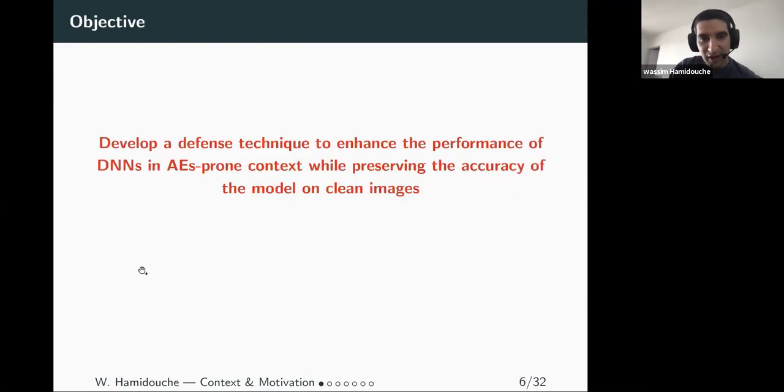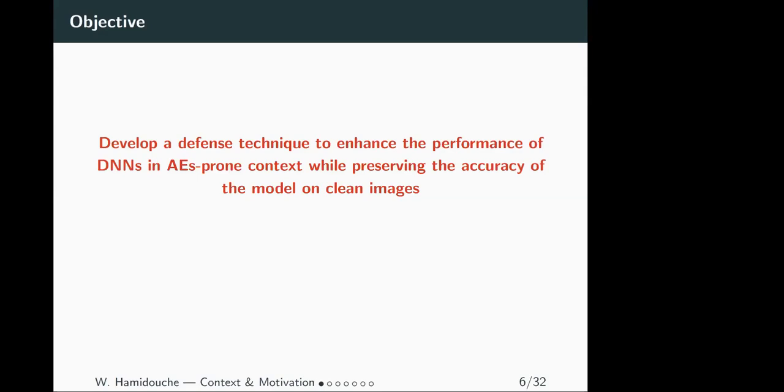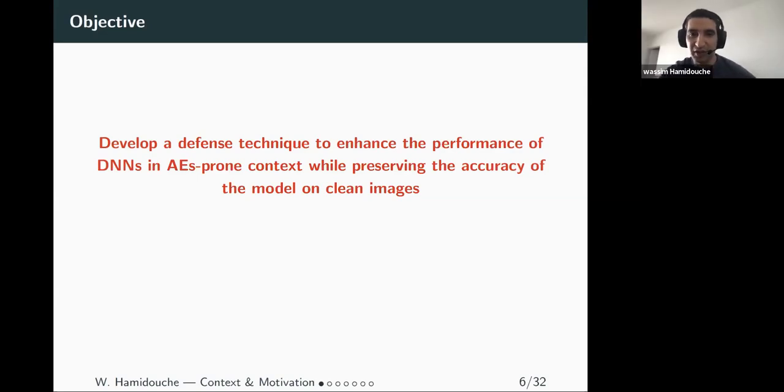So this is the context, and we can now go to the objective of this work. This limitation has motivated many researchers, and we can find in the literature maybe more than 20,000 papers around attacks and detection, to develop a defense technique that enhances the performance of deep neural networks in adversarial example-prone contexts. The idea is also to preserve the good performance of the deep learning model on clean images, which are not attacked. So this is our objective: enhance the deep learning model performance when the image is attacked, but also keep the good performance of the models on clean images, exactly like what I showed at the beginning of this presentation.